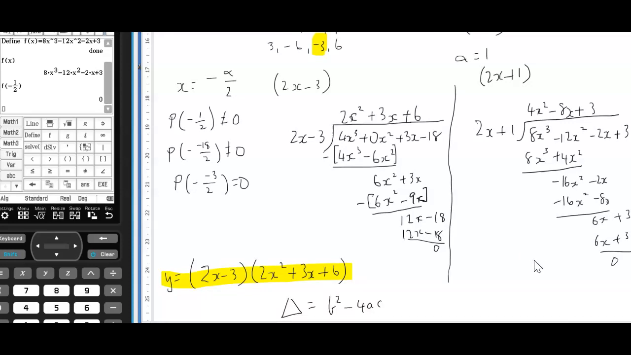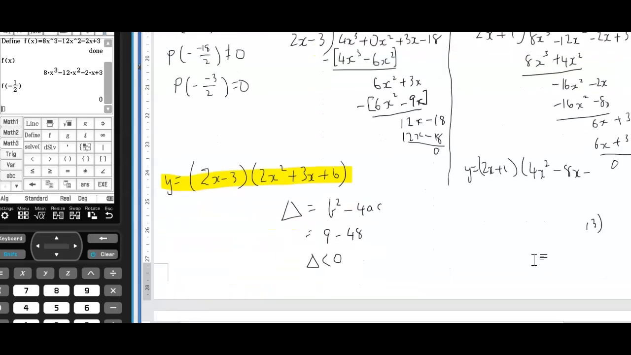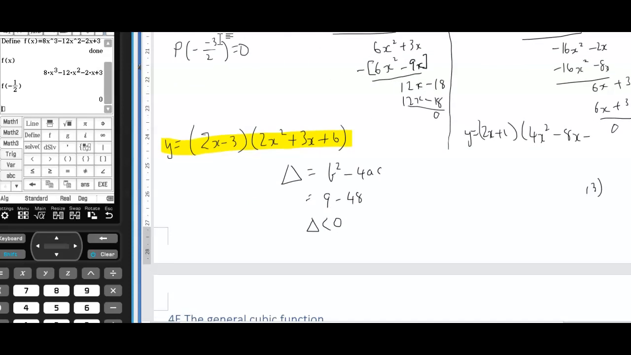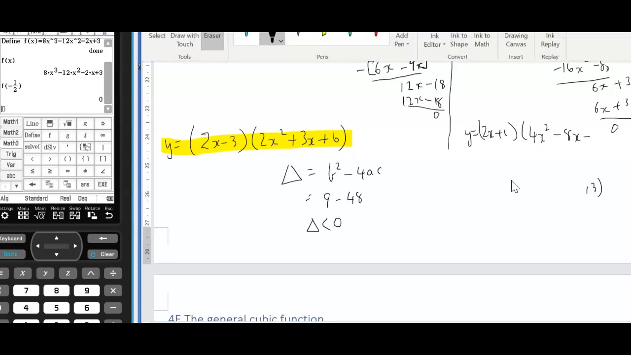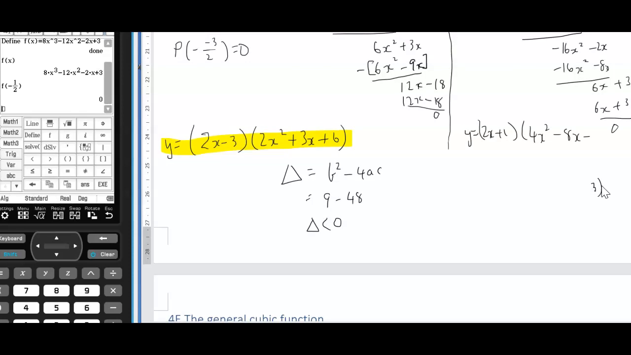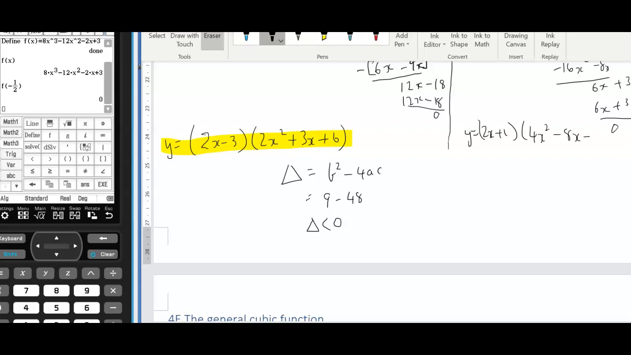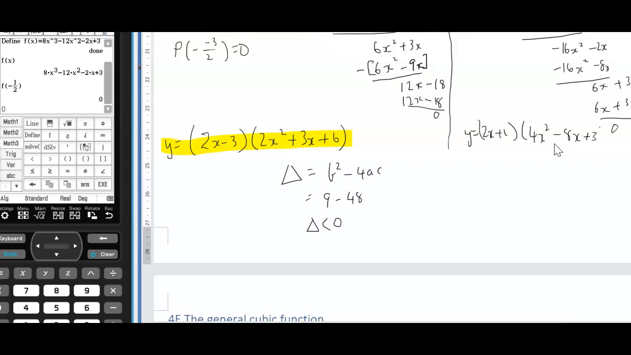So now our factors, we're going to have y equals 2x plus 1 is one factor. And then we've got 4x squared minus 8x plus 3. All right, so we do need to factorize that. And my 3 decided to come down for the ride, so let's just move that back up. Come on. All right, running out of room, but plus 3.